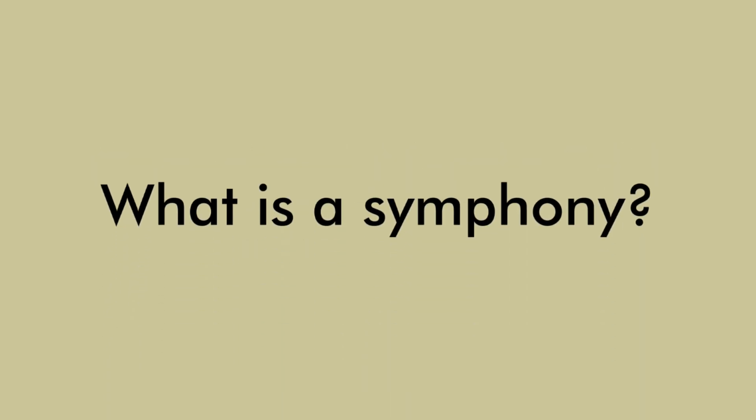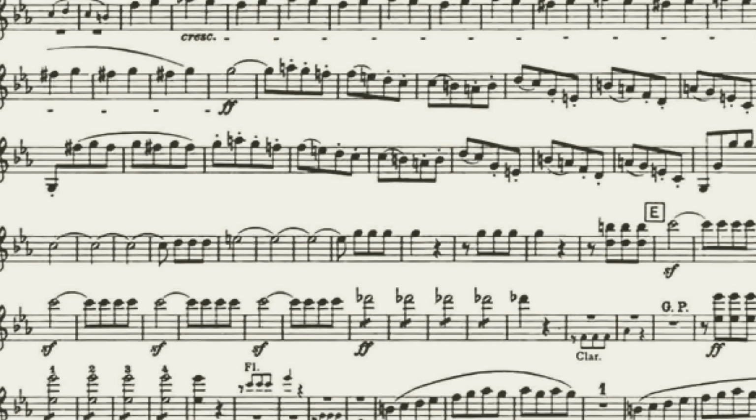Today's question, what is a symphony? A symphony is a large orchestral composition divided into sections or movements. These movements are often characterized by their tempo, key, or mood, and usually somehow relate to the symphony as a whole.